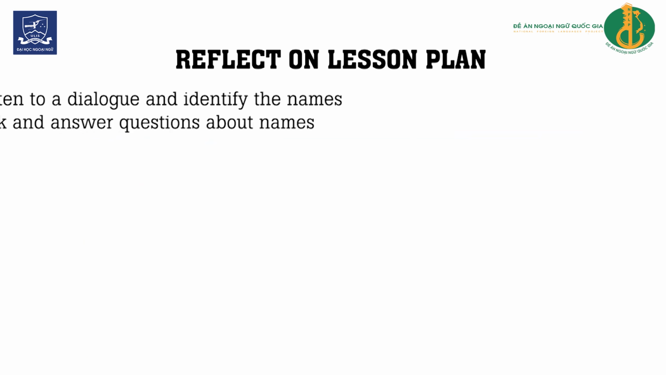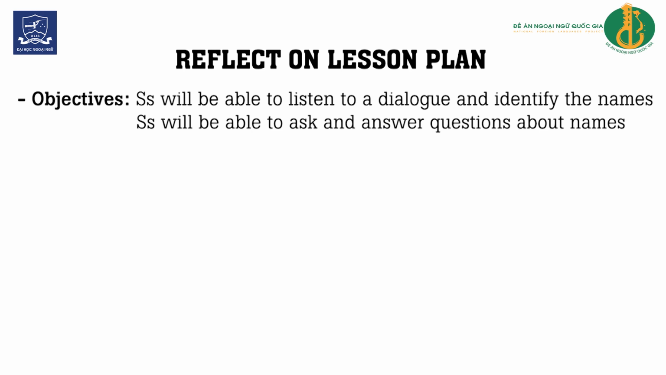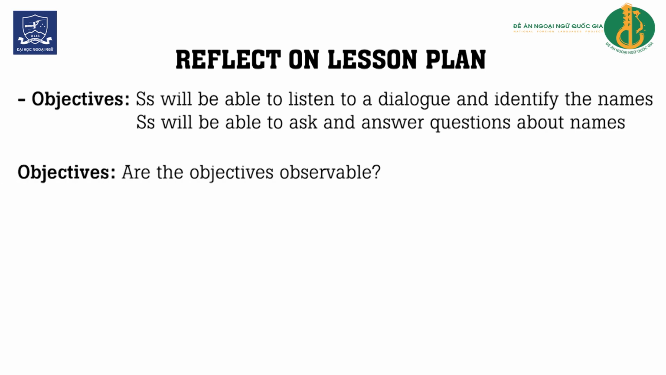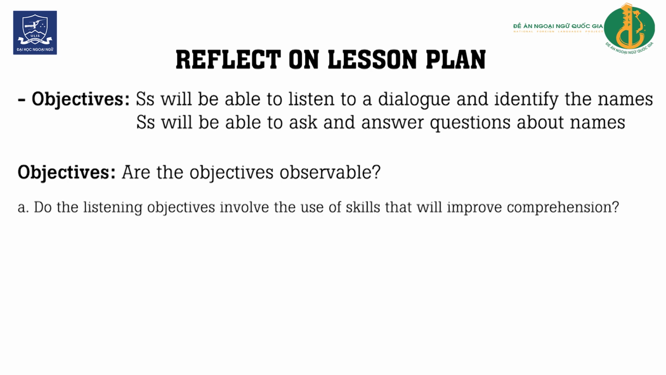The verbs listen, identify, ask, and answer are all action verbs. Therefore, they can be observable. However, as can be seen from the lesson plan, students are to listen to identify the names while the names are already in the picture. Thus, it doesn't involve the use of any skills that improve listening comprehension.